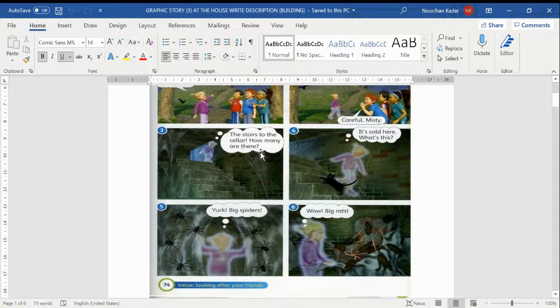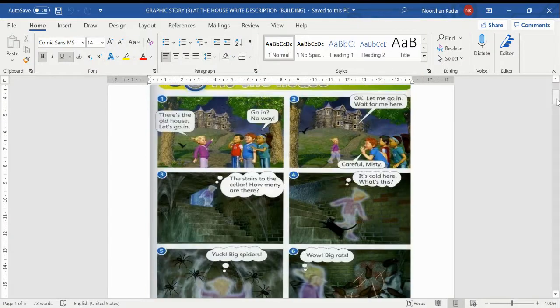How many stairs are there? That one is for us to check later, but right now we want to get a general picture of the graphic story. Frame 4: when she goes down the stairs, she feels cold. "It's cold here." Normally a cellar is cold because it is underground, so of course it's cold.